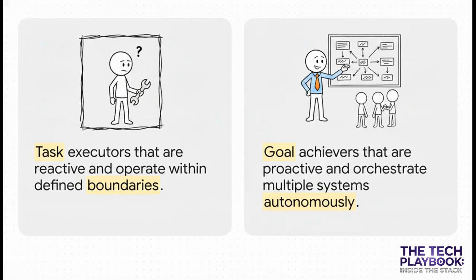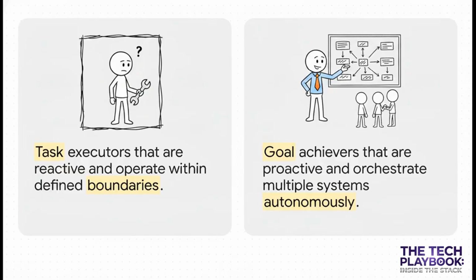Let's break down the critical difference between our last 2 layers. Standard AI agents are task executors. They're reactive. They sit around waiting for your instruction, and they operate strictly inside narrow, predefined boundaries. Agentic systems, on the other hand, are goal achievers. They are intensely proactive. They don't just do a single task. They orchestrate multiple different agents and software systems completely autonomously.